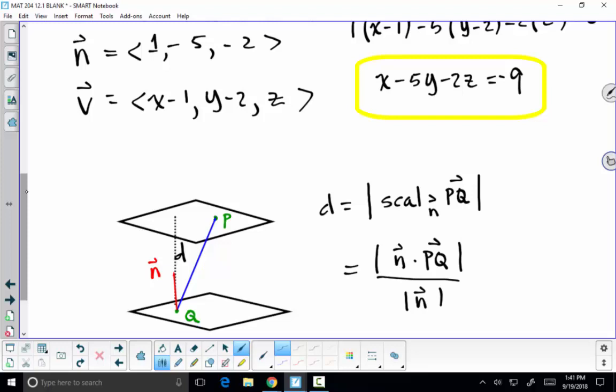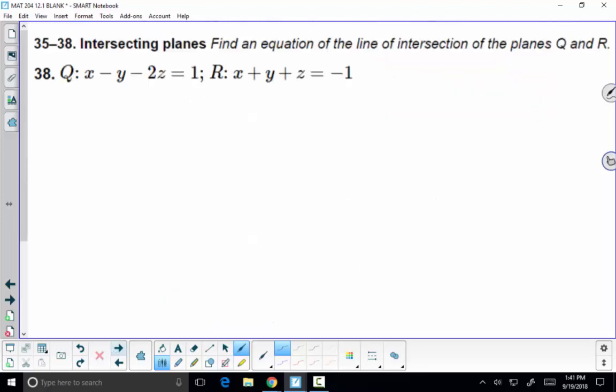Finding the distance between two planes. Or, yeah, I might do that. I might do that. All right, let's keep going.